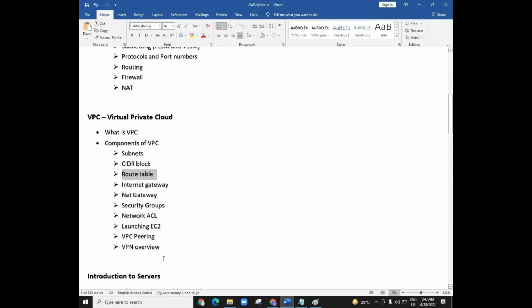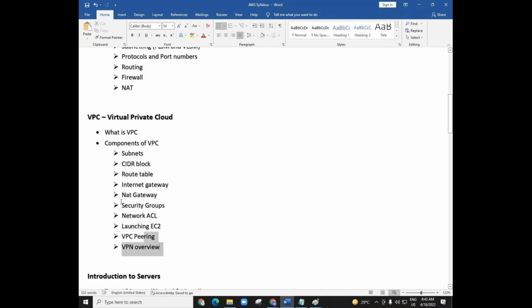There are some more topics I need to add here. Anyhow, these are the things we need to learn in this VPC concept. The VPC concept may take around 4 to 5 days actually. Once you're done with this VPC, what we do in this VPC, we make a computer network. It is a virtual network.